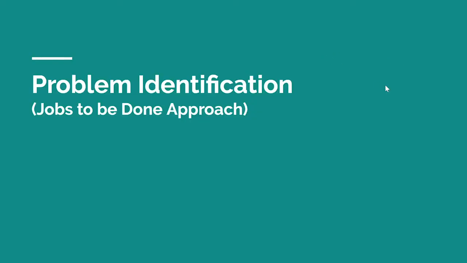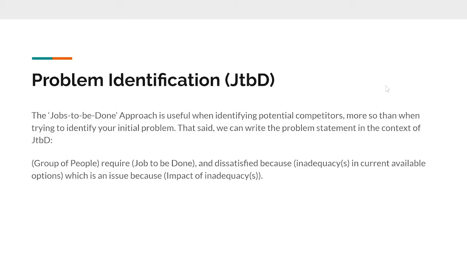So that said, the problem solution approach is not the only approach to identifying what you're going to do as a company, as a startup. Another approach that I really like is the jobs to be done approach, and it's kind of self-explanatory. The jobs to be done approach is really useful when identifying potential competitors, more so than when trying to actually identify your initial problem. And the reason why this is the case is because jobs to be done aren't necessarily problems. They're more like opportunities, if you will.